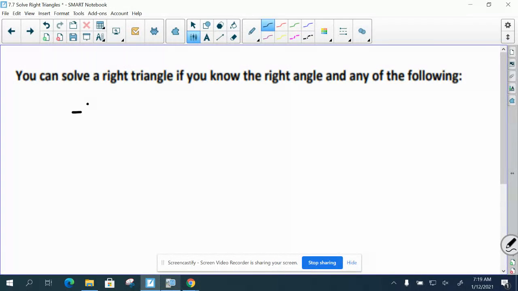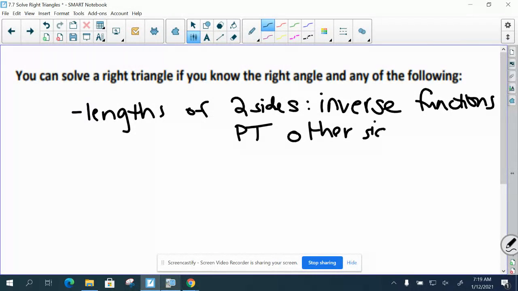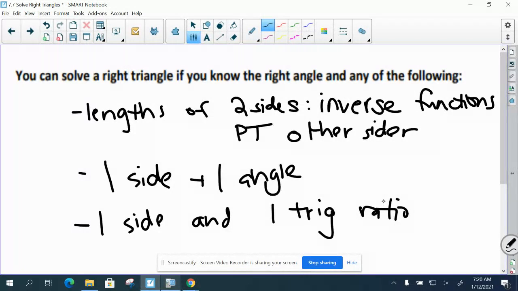So if you know the lengths of 2 sides, in that case, you would use the inverse functions to find the angles. And you could use Pythagorean Theorem to find the third side. If you know one side and one angle, or if you know one side and one trig ratio, because if you know a trig ratio, then you can use the inverse function to find the angle.